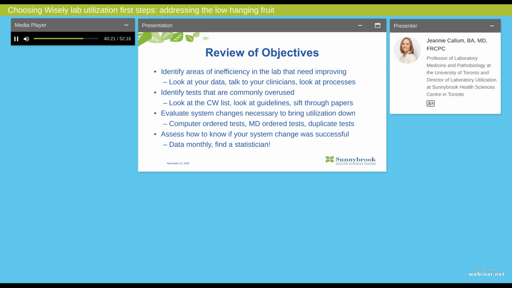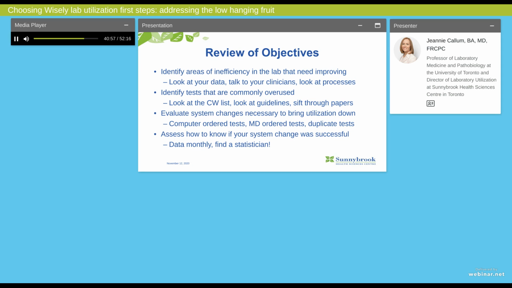You want to evaluate the system changes necessary to bring your utilization down, so which tests are ordered by the computer versus being ordered by the doctors. Which ones are the doctors ordering? How much education are you going to need to do to get them to change their practice? And how much of your problem is duplicate tests? Tests that are being run because the doctor can't see somehow in the lab system that that test's already been done. And then assessing how you know if your system change has been successful.